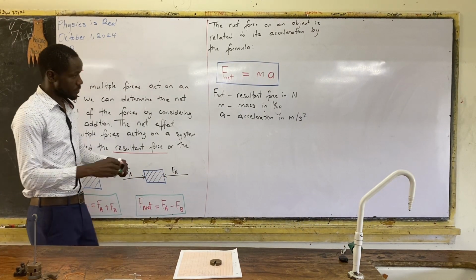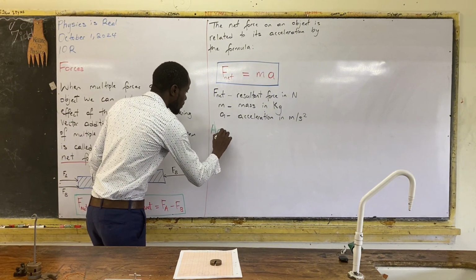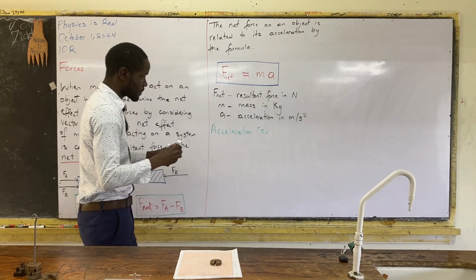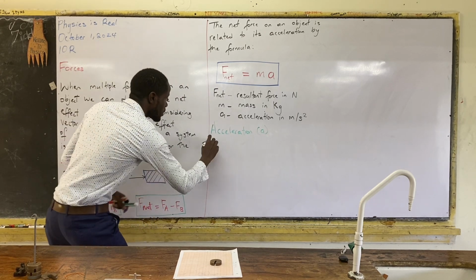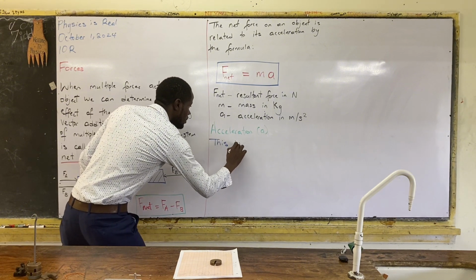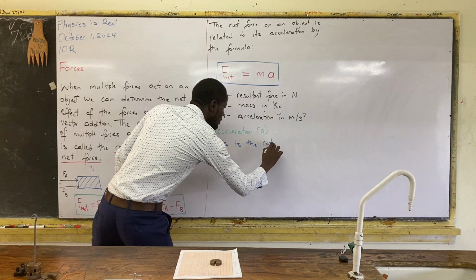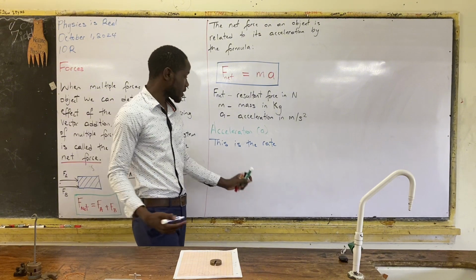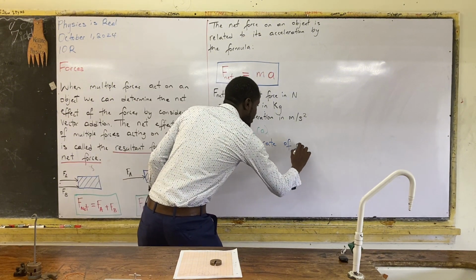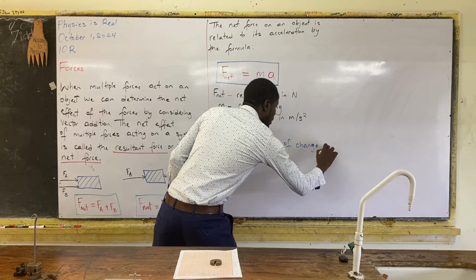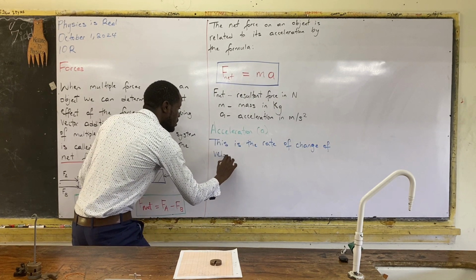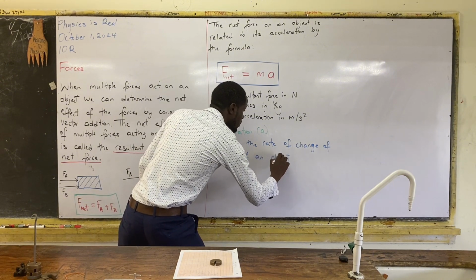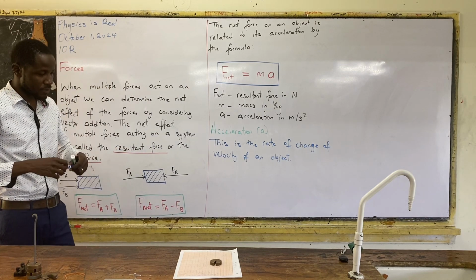So, acceleration, which is written as a like that. So acceleration, this is the rate. And again, once we hear rate, we should think of time, right? And we're going to be dividing by time. So we say acceleration is the rate of change of velocity of an object. Right? So that's acceleration, the rate of change of velocity.